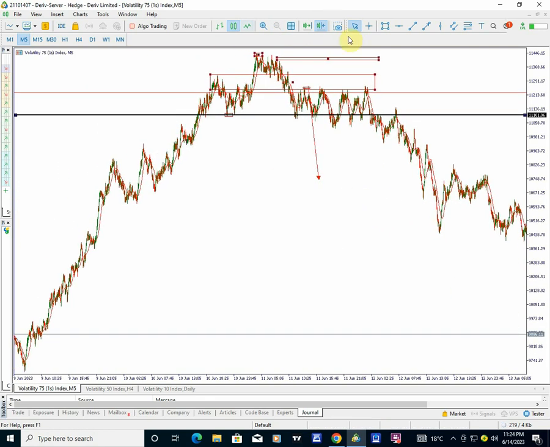What would I target? I will target the last low. This is the last key low that I would target. I will target this zone here. That will be my first take profit.